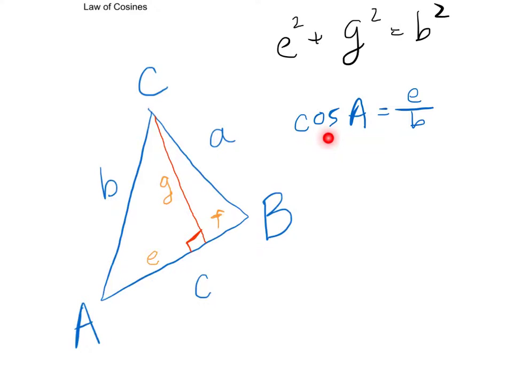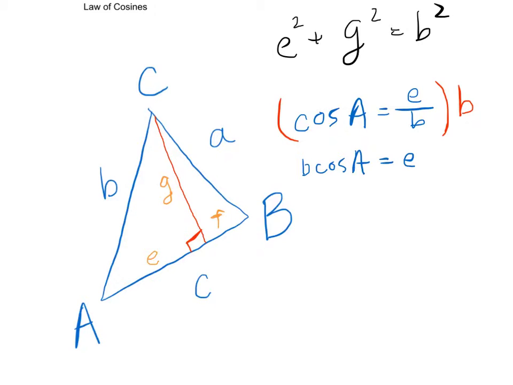So if I want to solve this equation for E, and you'll find out why I want to in a second, I need to get rid of this B on the bottom. How do I do that? Hopefully you're thinking multiply by B. Everything will cancel out. If I multiply by B, what happens? Well, I am left with B cosine of A equals E. Alright, so I found E in terms of B and the cosine of A.